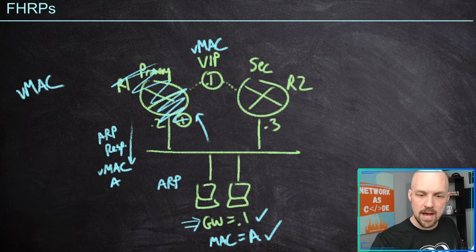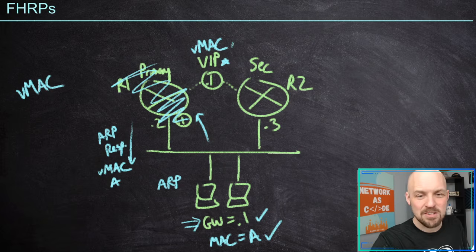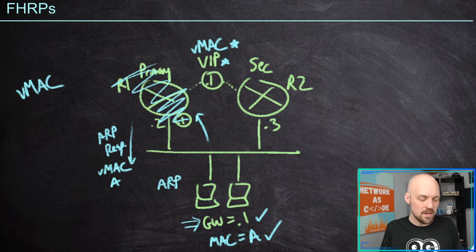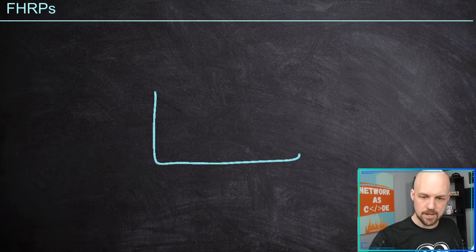We know that we take on the virtual IP address. We probably need that virtual MAC address, don't we? And the answer is yes, we do. And so we're also going to take on that virtual MAC address. But there's a problem with this, and it requires a different type of drawing. Look at it from this perspective.